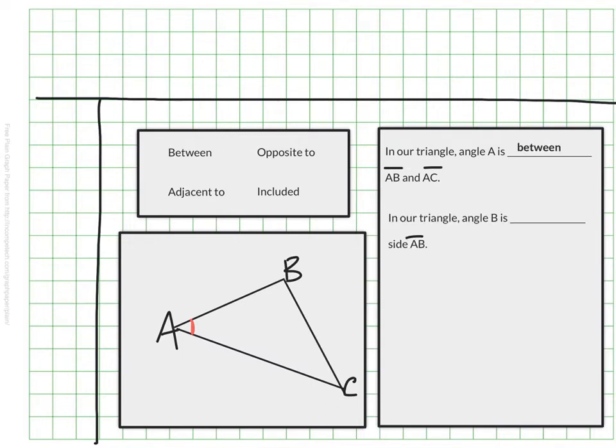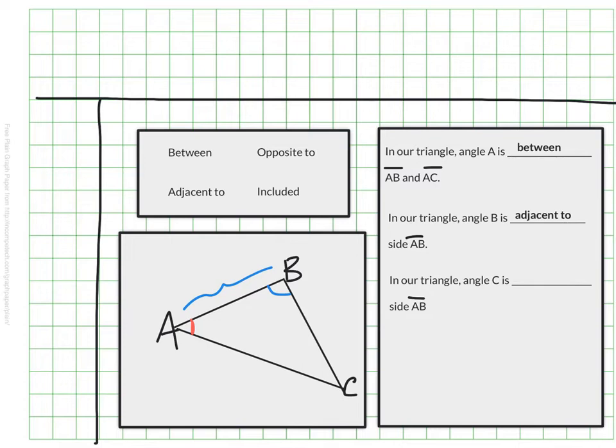The next sentence looks at angle B, which is right here, and we're trying to figure out how it's related to this side AB. Well, it's not between AB and something else. It's just that one line that we're looking at. And so I'm going to say that it is adjacent to, it touches. It is next to it. And in fact, I also could have said angle B is adjacent to side BC. It also touches side BC, so it's adjacent to more than one line segment.